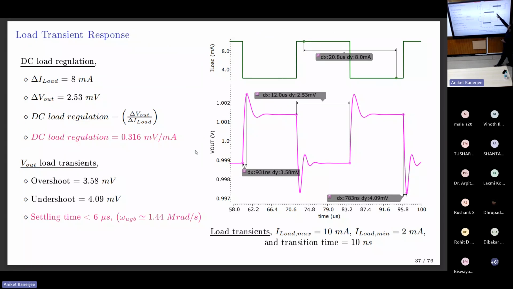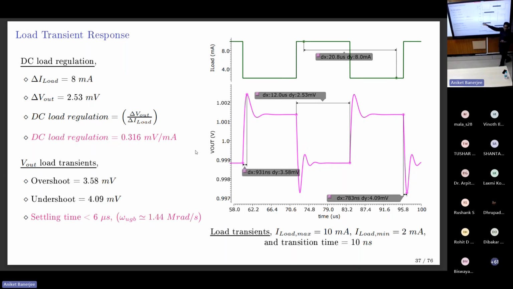This is the load transient, with the load changing from light load to heavy load. This is a 2 milliampere to 10 milliampere change. The Vout delta, the DC delta, is around 2 millivolts. So a 2 millivolt Vout change for an 8 milliampere change. This is the delta V by delta I, which is around 0.316 millivolts. This is nothing but Rout by loop gain.